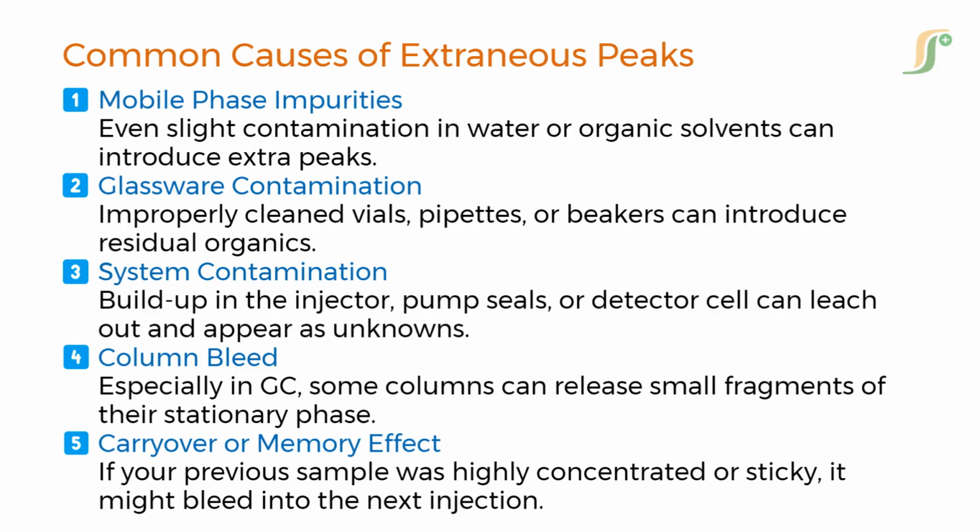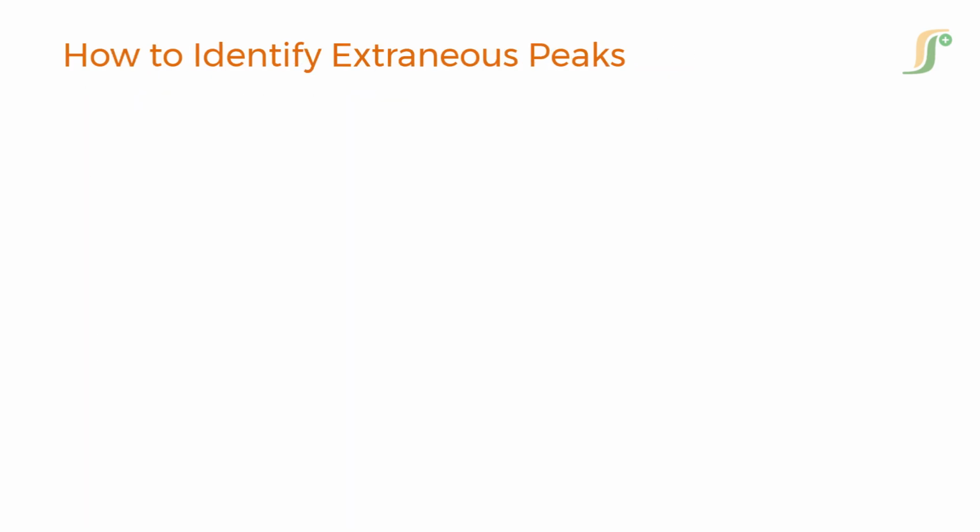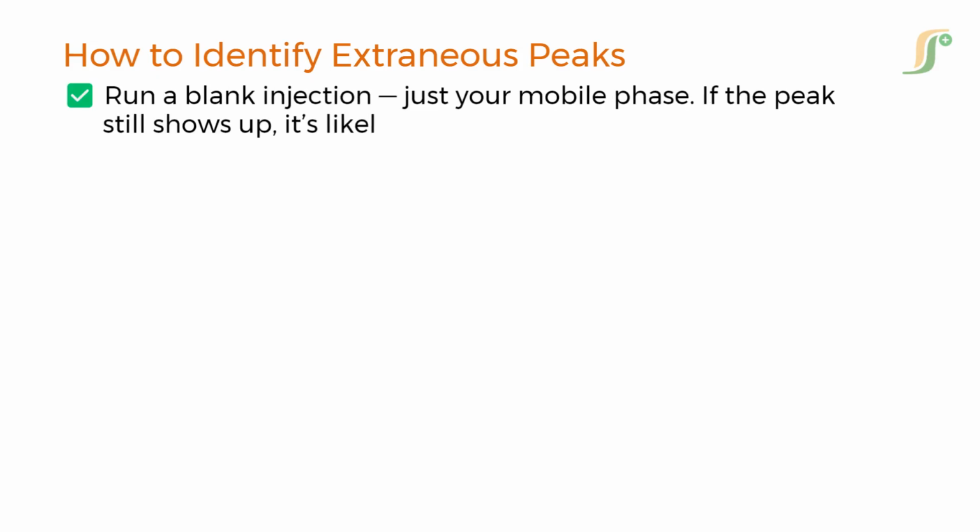Each of these issues can produce extraneous peaks that confuse analysts and can even delay batch release. Now, let's talk about how to detect and identify these unknowns. Run a blank injection. Just your mobile phase. If the peak still shows up, it's likely from your solvent, system, or column.